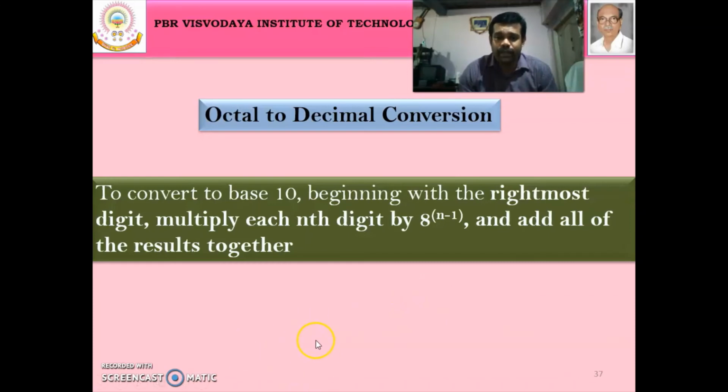So here we know that octal is nothing but 8. If you want to convert the octal number into decimal, we have to multiply that particular digit with the position weight. The position weight is 8 to the power 0 for the least significant digit, and for the next digit it is 8 to the power 1, and for the next digit it is 8 to the power 2, etc.